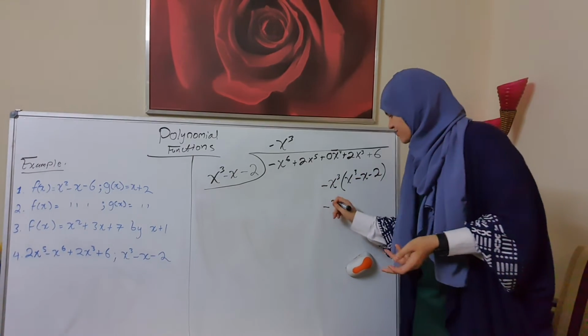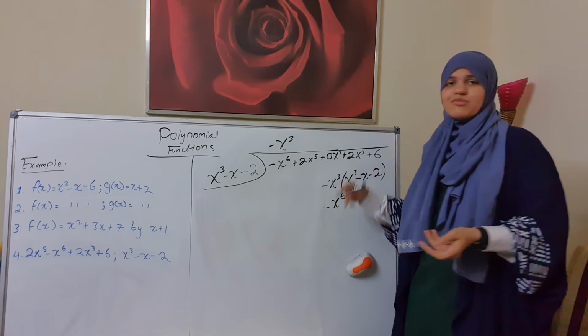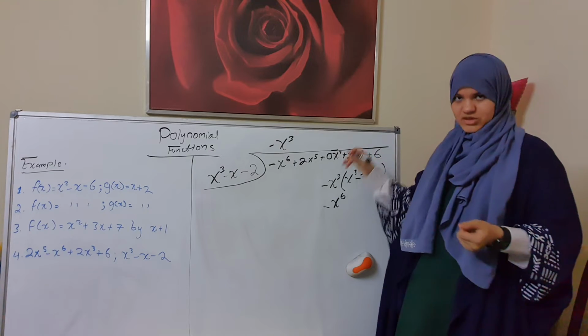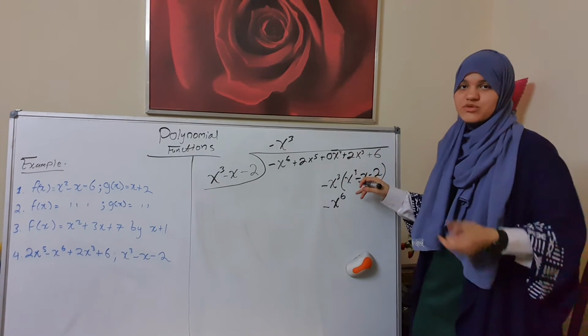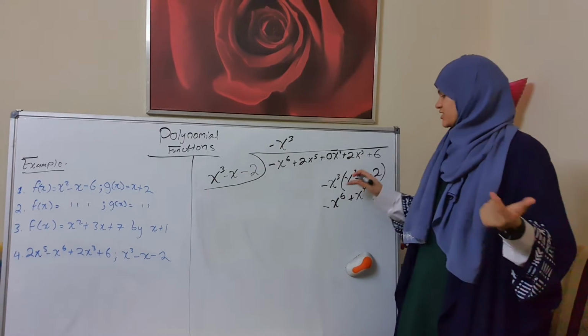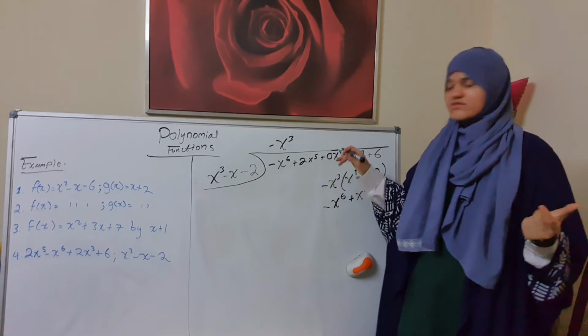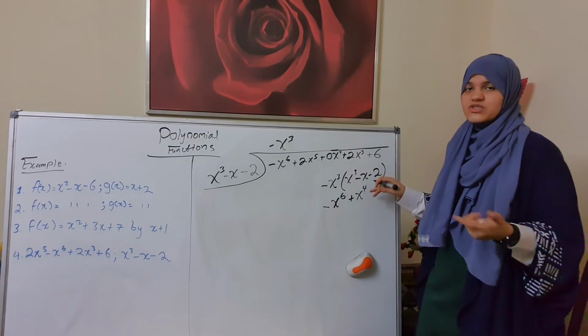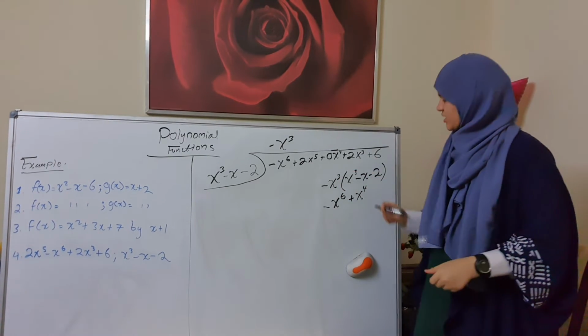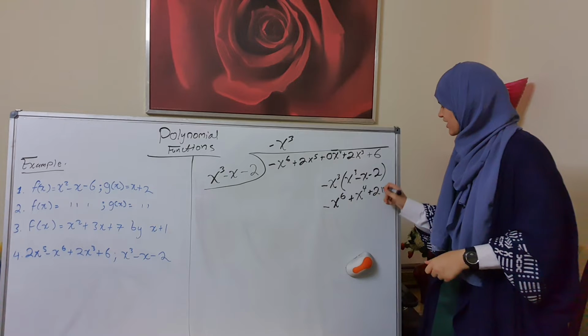So that means negative x to the power of 6, because 3 plus 3 is equal to what? 6. The same thing: negative x cubed times negative x will be what? It will be positive x to the power of 4. Then what we have here? Negative x to the power of 3 times negative 2 is equal to what? Positive 2x cubed.